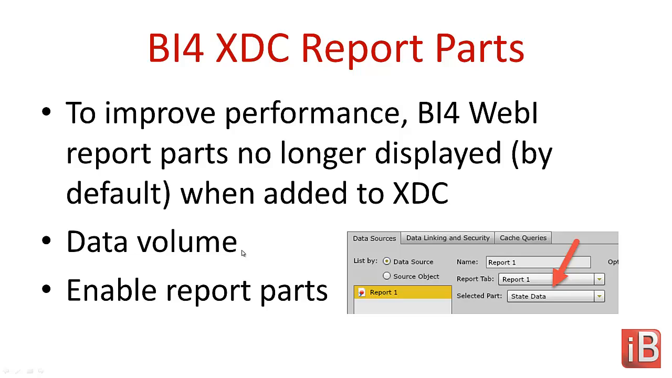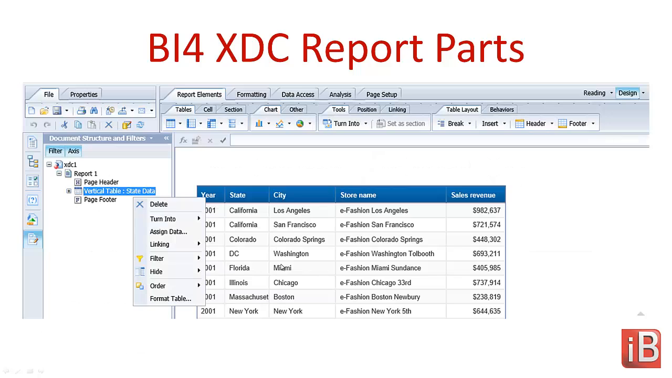Now, one best practice when using BI4 Webby reports is to uniquely name the report parts. By default, I think Web Intelligence would label them something like Table 1 and Table 2. But it's very easy to go into Web Intelligence and provide unique names for those parts to make selection of those parts easier in the XDC.